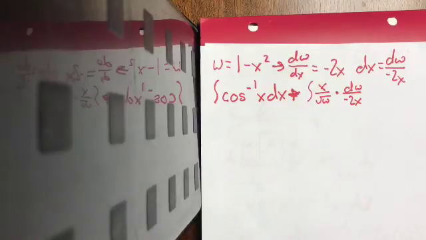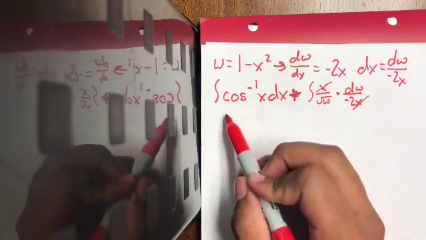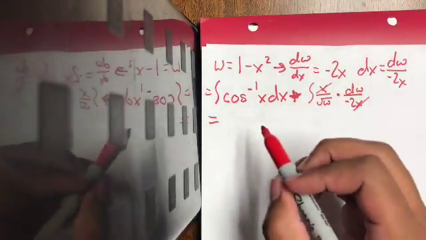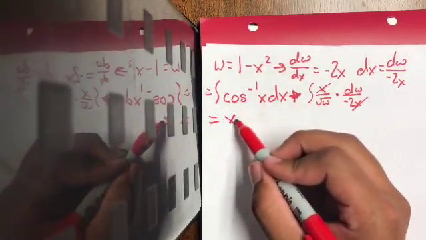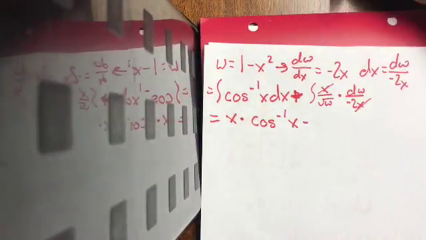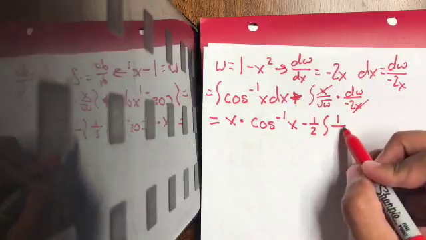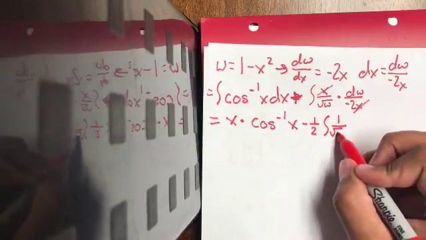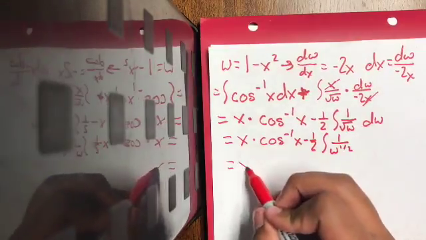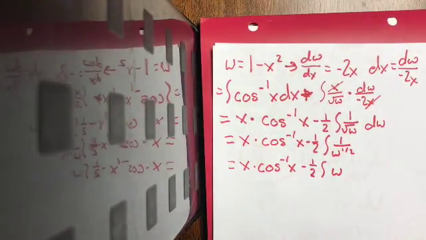So now I've rewritten the problem a different way. The integral of inverse cos x times dx is x times inverse cosine x plus the integral of x over the square root of w times dw over negative 2x, where the x's will cancel out. So this is equal to x times the inverse cosine of x minus 1/2 times the integral of 1 over the square root of w times dw. I'm going to rewrite this because 1 over the square root of w can be written as w to the negative 1/2.